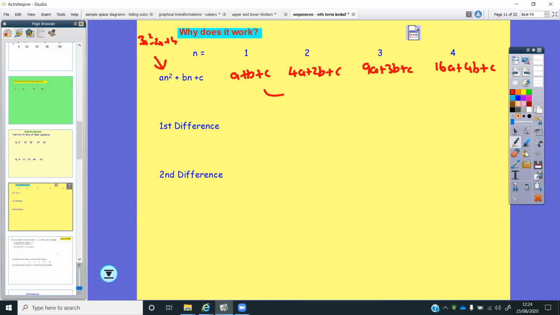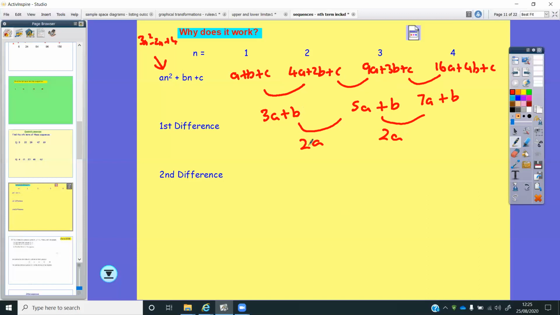First differences then. We subtract them, don't we? So what do we get? Well, 4a minus a is 3a, so 3a plus b. And this one here, we're going to get 5a plus b. The c's will cancel. And then 16a minus 9a will give us 7a plus b. So you can see that the first differences are all different. The second difference then, 5a minus 3a gives us 2a. But the b's disappear, 2a.